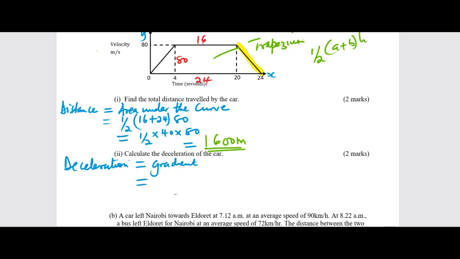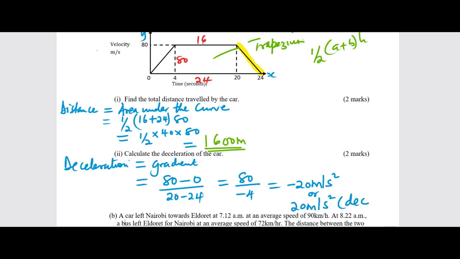Gradient is given by change in y over change in x. You can see the y-axis changing from 80 to 0, that is where the height is changing. Then the x-axis is changing from 20 to 24. So this will give 80 divided by negative 4, which gives negative 20 meters per second squared. So this is deceleration. You can write it as 20 meters per second squared, but it is good to indicate that this one is deceleration. That is how we solve the second part.